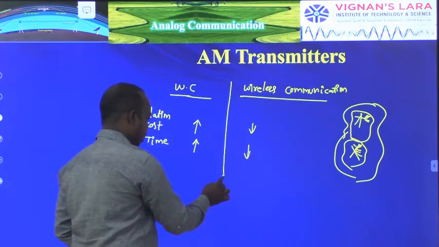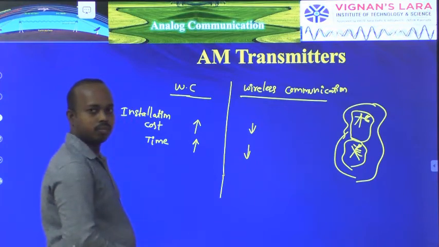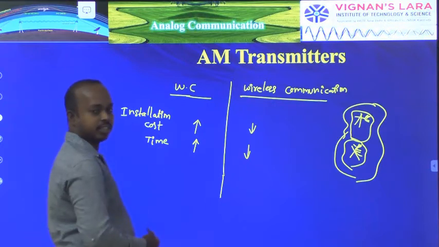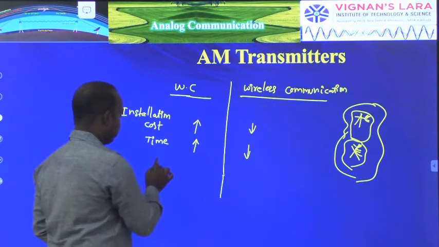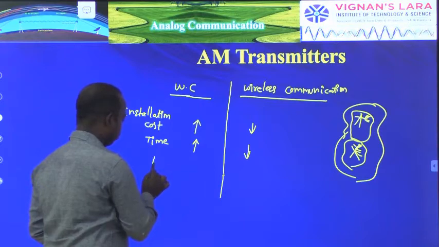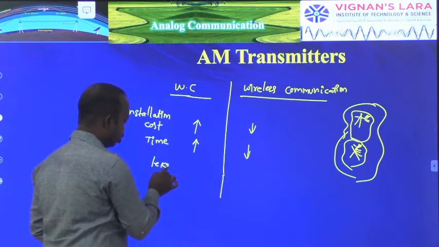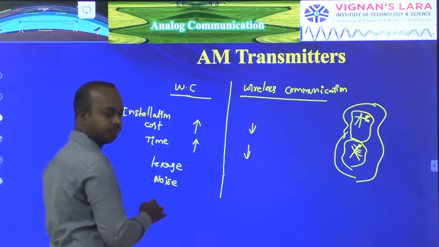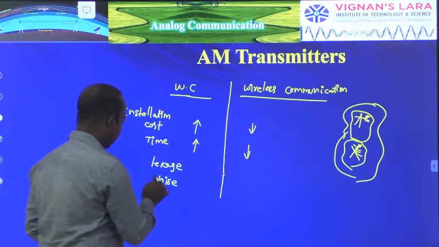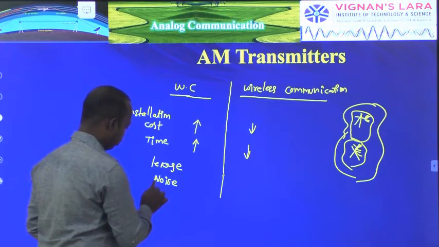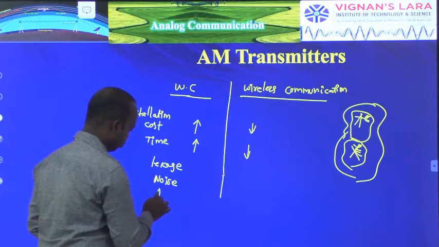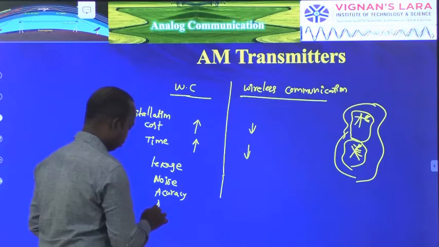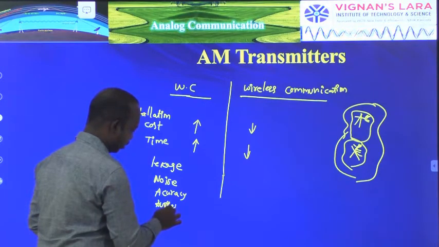Coming to the remaining aspects. Cost and time we compared here, and for the remaining there is a chance of leakage, noise, and accuracy, authentication.